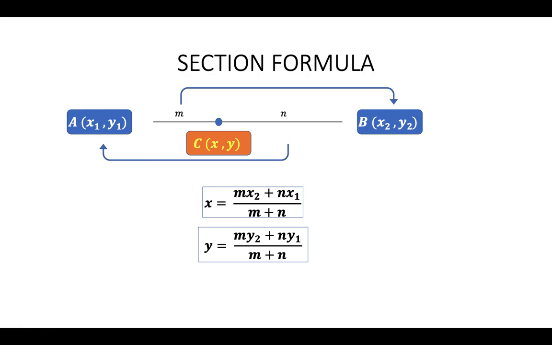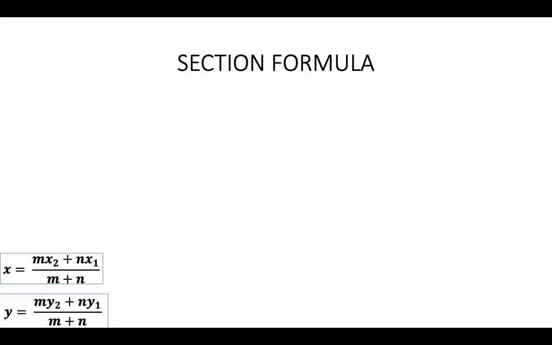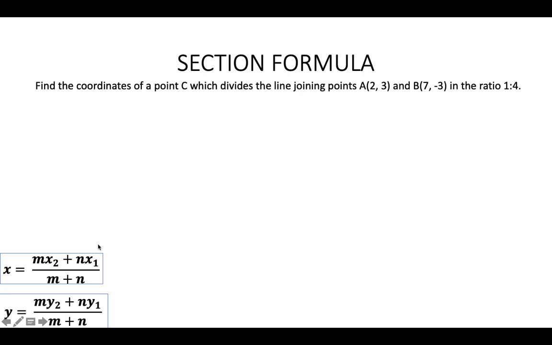Now this is a very simple formula, a very simple question from this also. Let us discuss a new question on the same formula. We know that the coordinates can be found out using this section formula. Now let us consider a question, and the question says find the coordinates of a point C which divides the line joining points A 2 comma 3 and B 7 comma minus 3 in the ratio 1 is to 4.